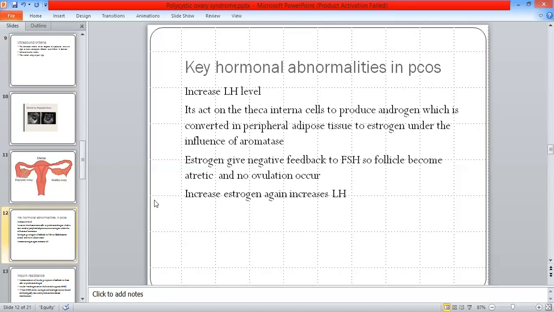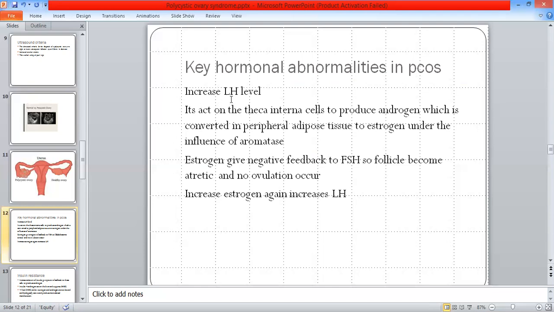In polycystic ovary syndrome, there is an increased level of luteinizing hormone. Normally, when the patient does not have polycystic ovary, the follicle stimulating hormone level is higher and the luteinizing hormone level is lower. When a patient is suffering from polycystic ovary syndrome, this ratio is reversed. The LH level becomes increased and the FSH level becomes decreased. The ratio is reversed, meaning increased LH and decreased FSH.